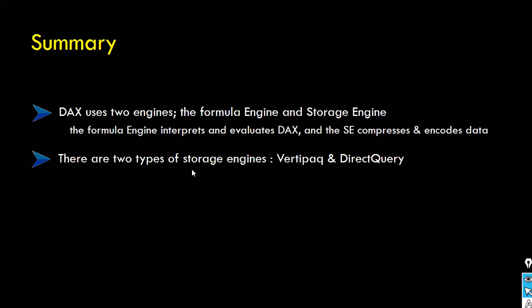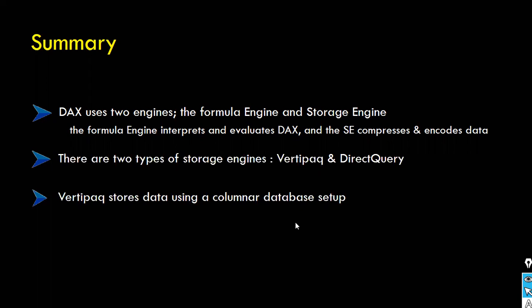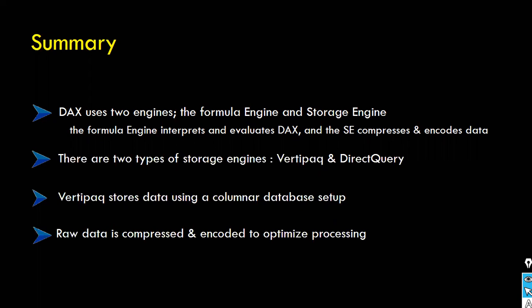There are two types of storage engine, that's what we discussed: VertiPaq and DirectQuery. VertiPaq stores the data using a column database, and the data is stored in individual columns that can be accessed quickly. But queries that call multiple columns may require complex logic to produce a data cache, and raw data is compressed and encoded to optimize processing.